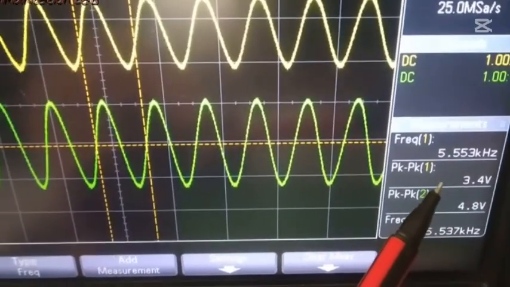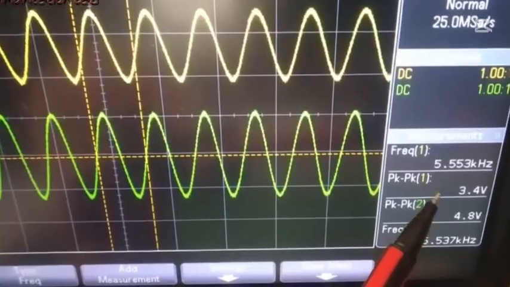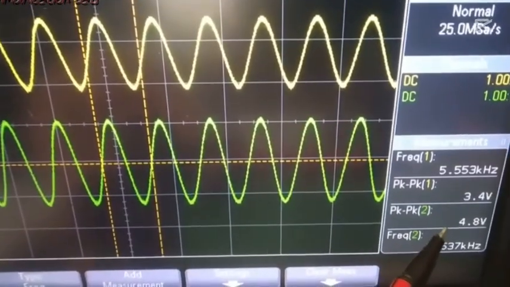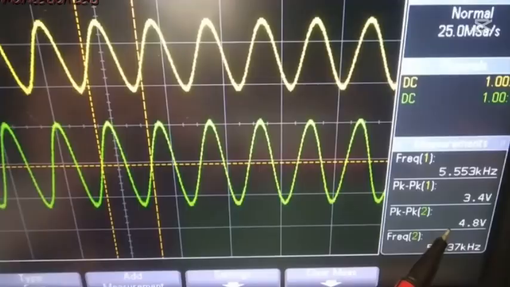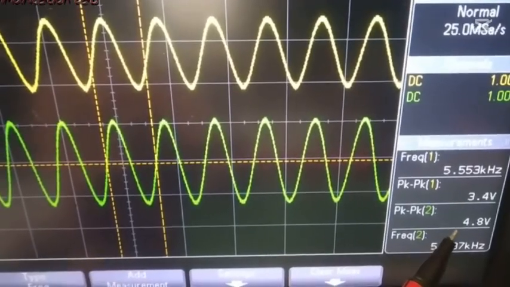So this is the demodulation and modulation of frequency that we have in this video.